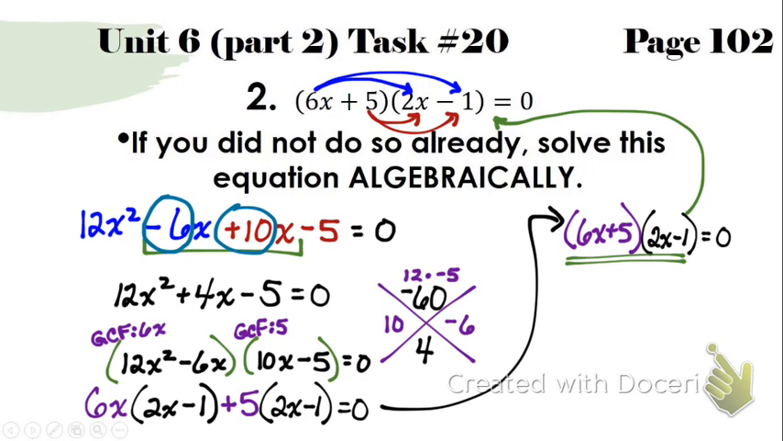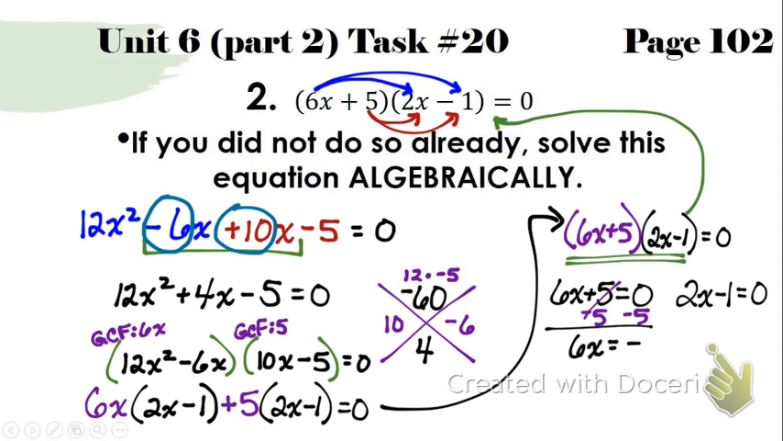What did you do after this? I said each parentheses is equal to 0, so I put 6x plus 5 is equal to 0. And you subtract 5 on both sides, and then divide by 6. And then same thing for the other one. Then you get x is equal to 1 half. Does anybody see how we could have done pretty much the same thing but with less work?